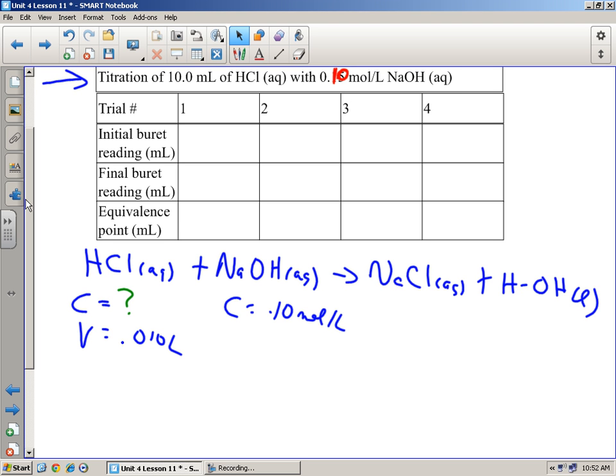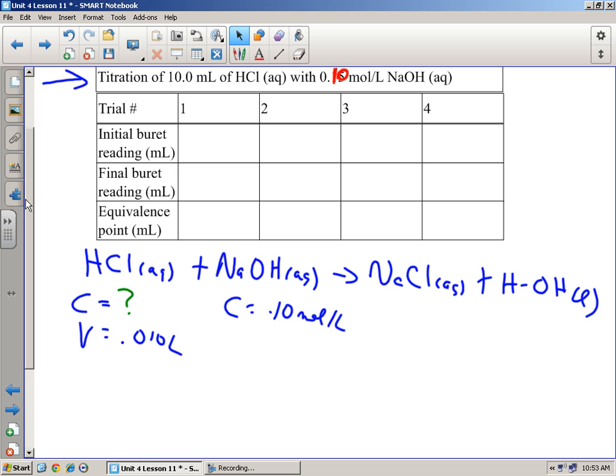So 10 milliliters of acid. I have that part set up. Now, if my acid's going down here, this is my aliquot. What needs to go in the burette? Well, the sodium hydroxide, of course. That will be my titrant. So you will grab a funnel.